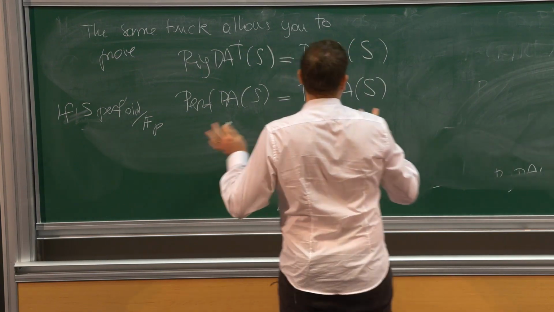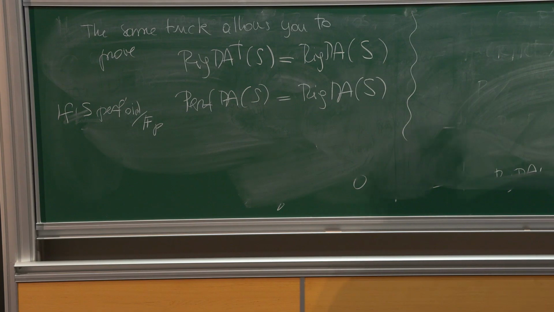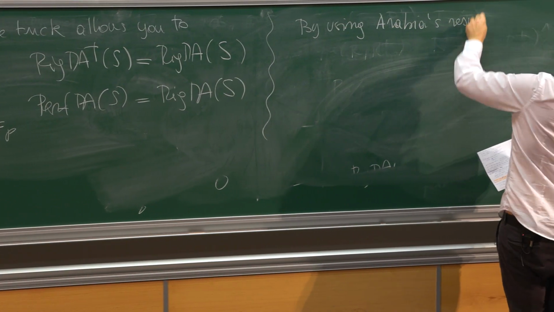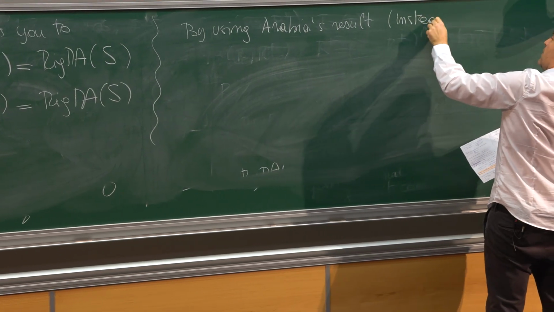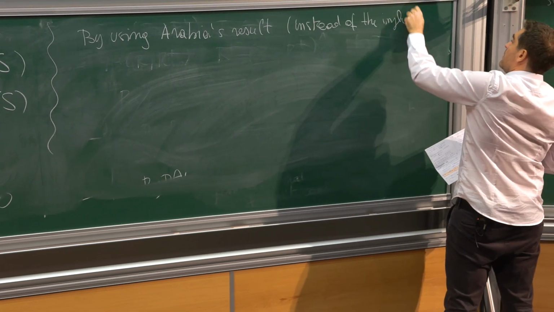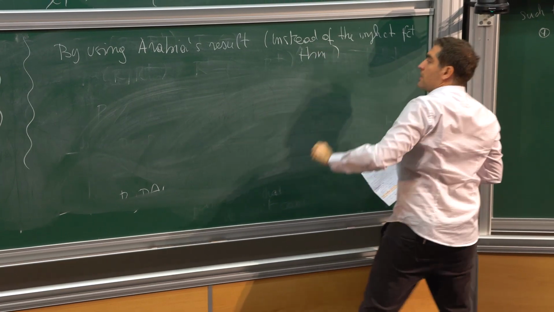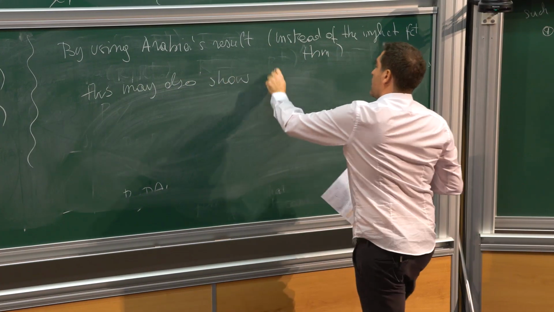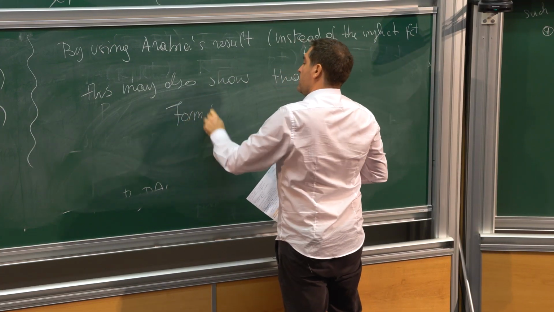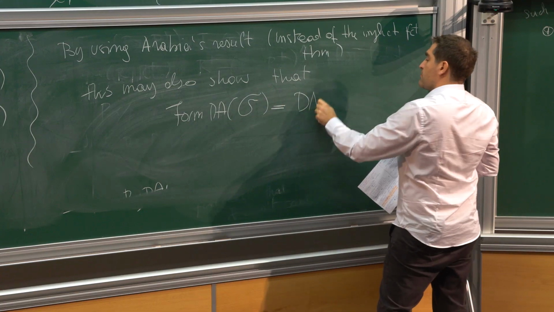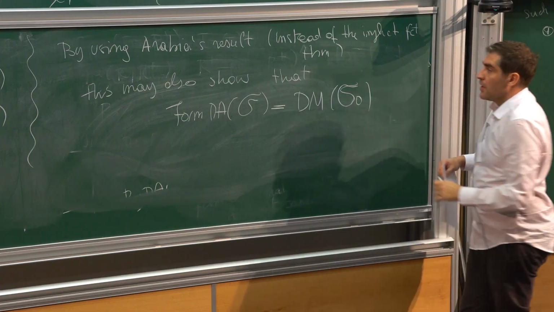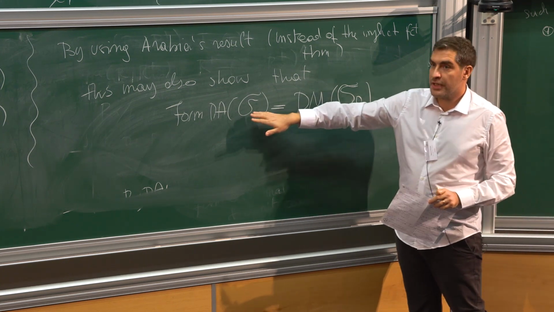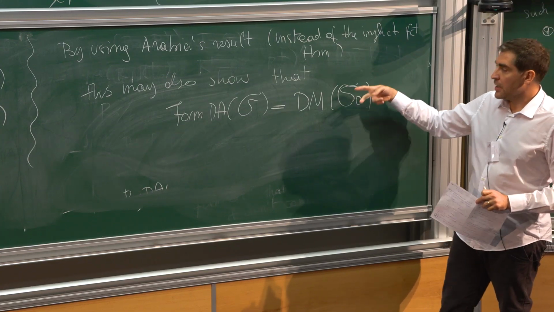And now, I think, even though I haven't really checked carefully, that by using Arabia's result instead of the implicit function theorem, this may also show that formal motives over a formal scheme are the same as motives over the special fiber. Because Arabia tells you that locally, anything smooth over the special fiber admits a smooth lift. And even two maps between two smooth things admit a smooth lift.